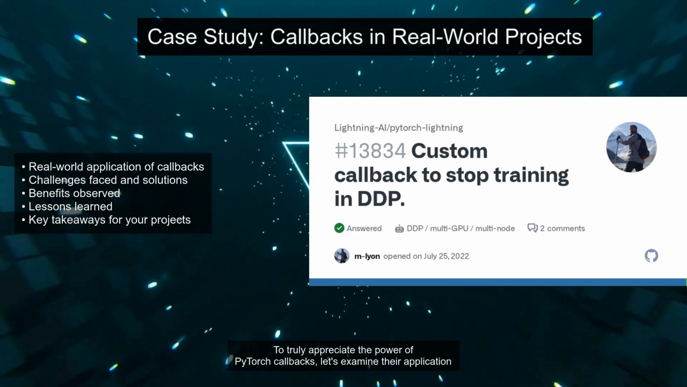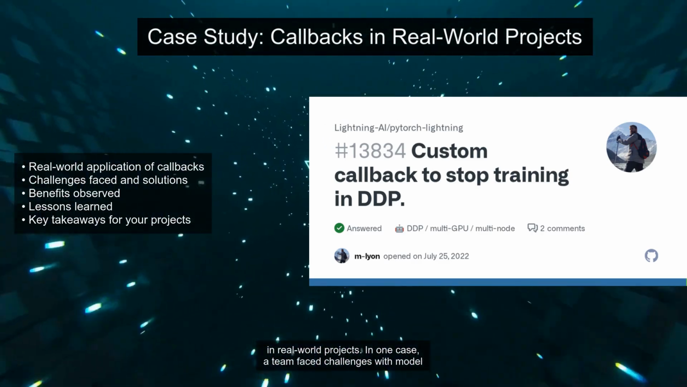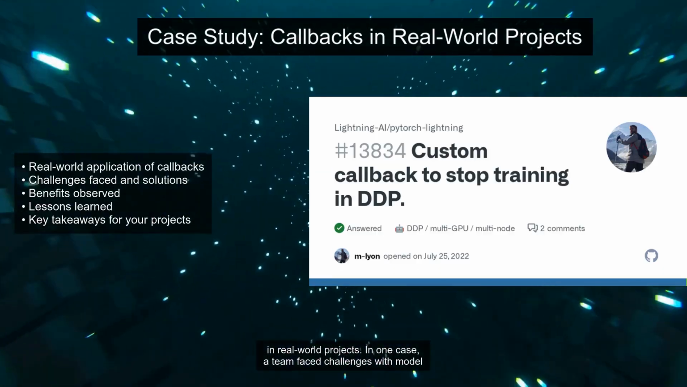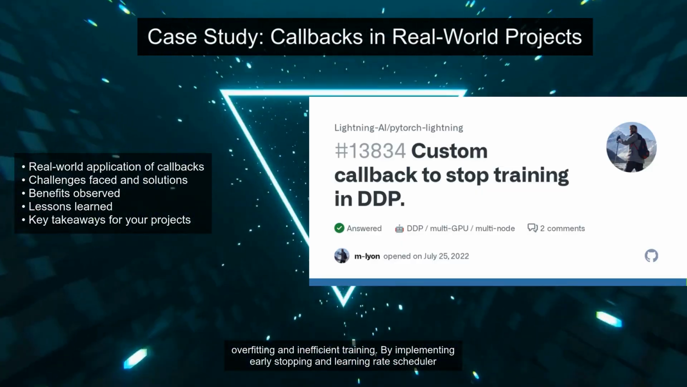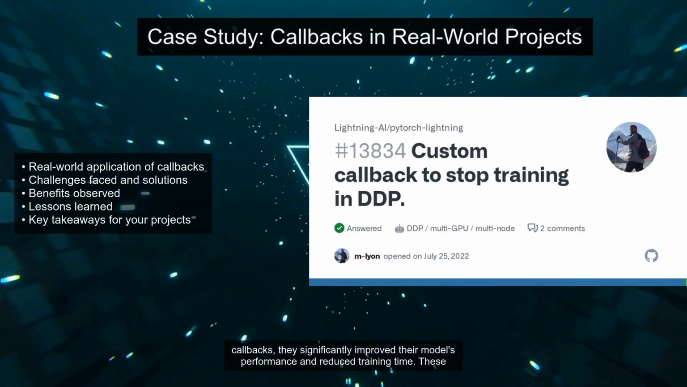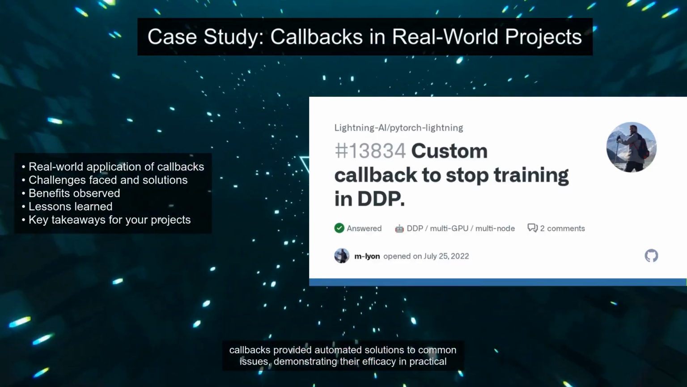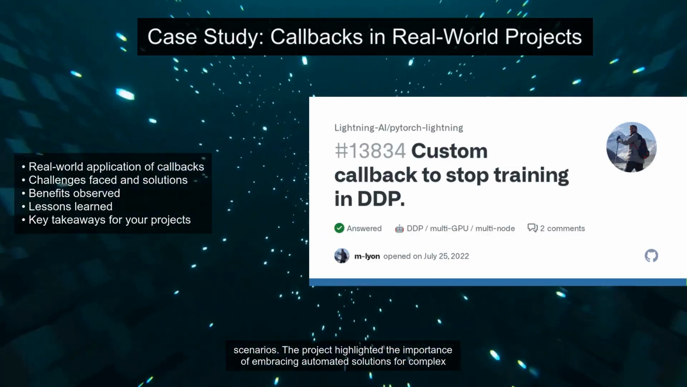To truly appreciate the power of PyTorch callbacks, let's examine their application in real-world projects. In one case, a team faced challenges with model overfitting and inefficient training. By implementing early stopping and learning rate scheduler callbacks, they significantly improved their model's performance and reduced training time. These callbacks provided automated solutions to common issues, demonstrating their efficacy in practical scenarios.